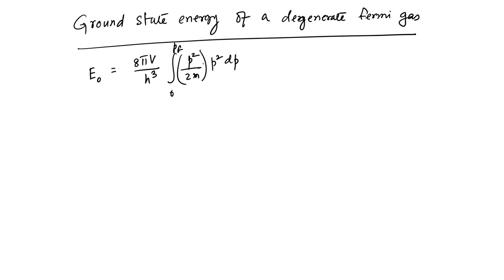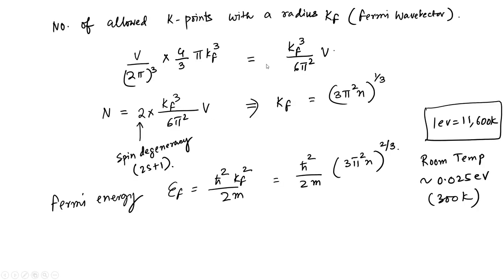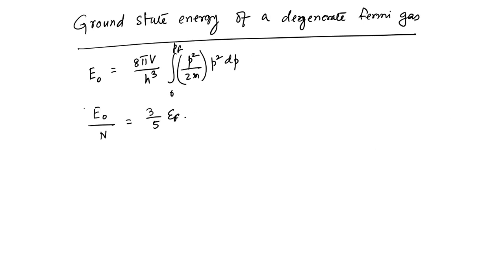It's like P⁴ integral, so you'll get a P to the power 5 and so on. If you simplify this, the ground state energy per particle comes out as 3/5 epsilon F. Okay, so that's the Fermi energy. We probably have written down, yeah, Fermi energy is epsilon F. So the ground state energy of a free Fermi gas is very, very large, and it's independent of temperature, because there's no temperature that is equivalent to it.